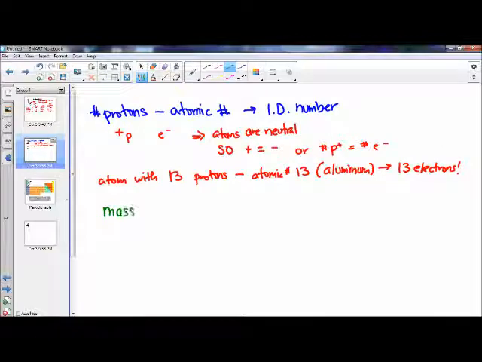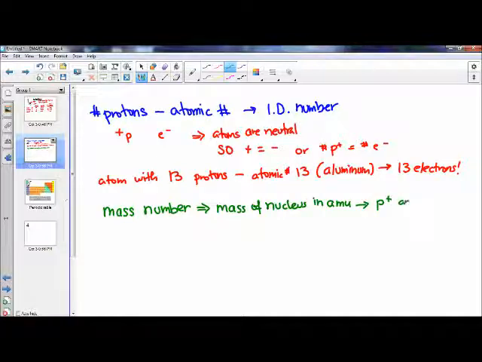Well, to talk about the neutrons, we need a second number. This is called the mass number. The mass number is the mass of the nucleus in atomic mass units, which means that it's the protons and the neutrons. Now, why do we not add the number of electrons in here? Because it takes 2,000 electrons to be the same as 1 proton or 1 neutron.